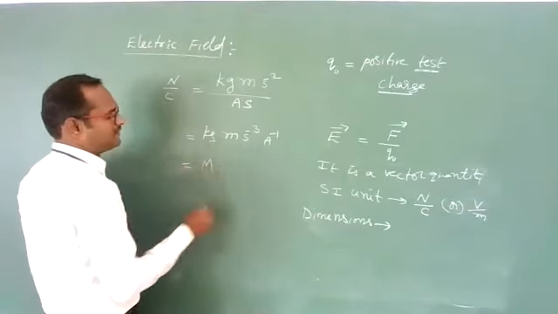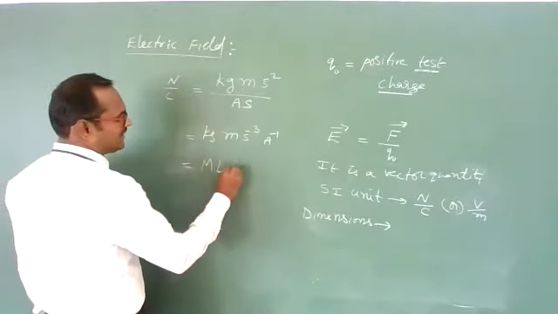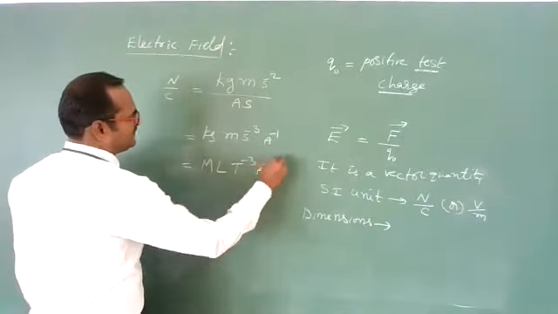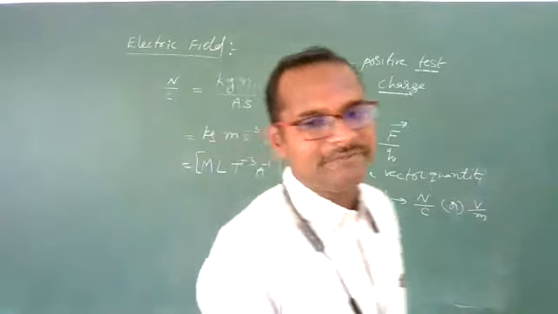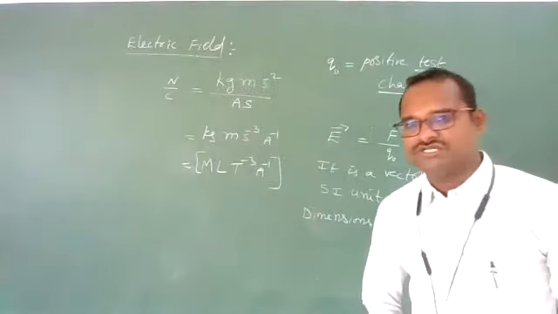Dimensions. Meter, symbol is L. Second means time, T power minus 3, A power minus 1. These are the dimensions of electric field: M, L, T power minus 3, A power minus 1.